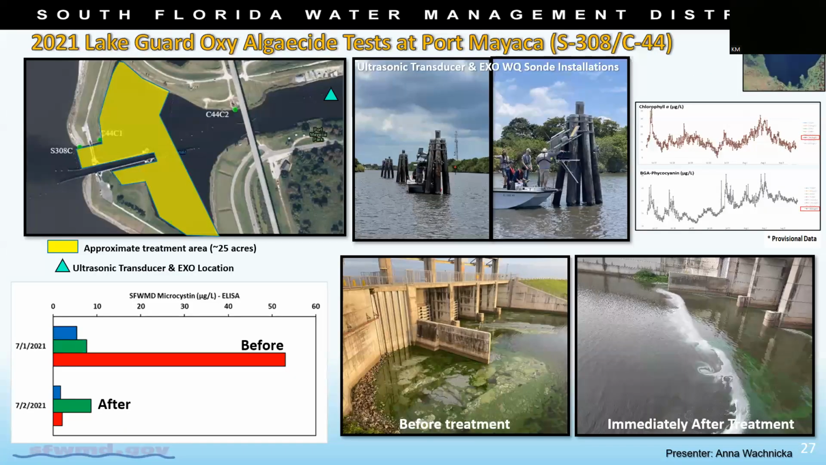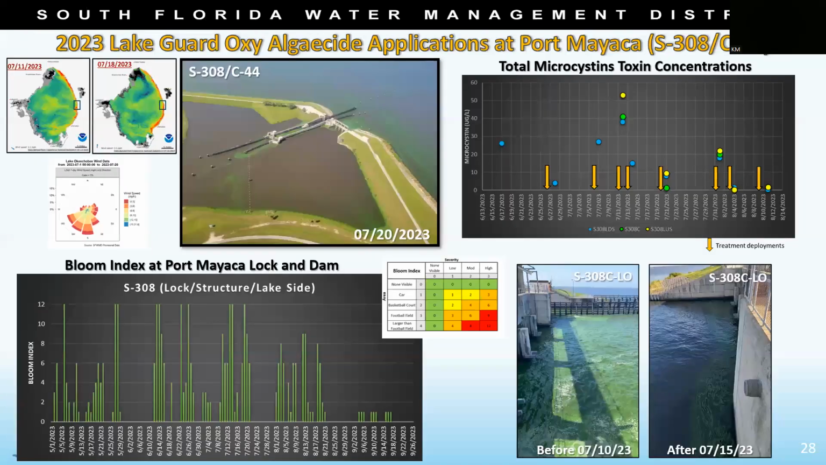And the same was done at the S308 canal on the other side of the lake, which is right here, another major outflow. Again, before and after concentration of microcystin toxins. So again, the treatment worked.